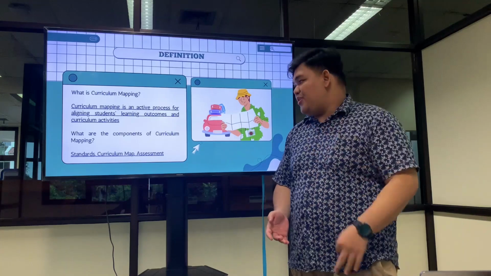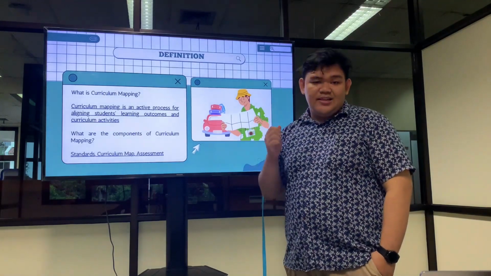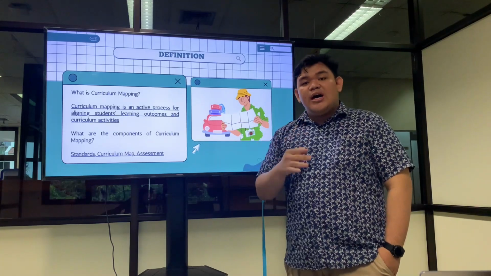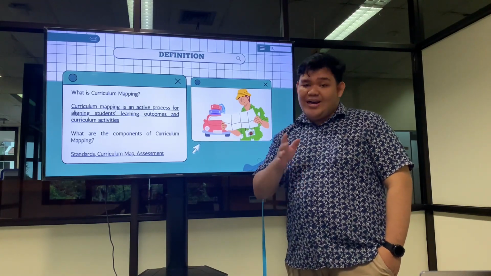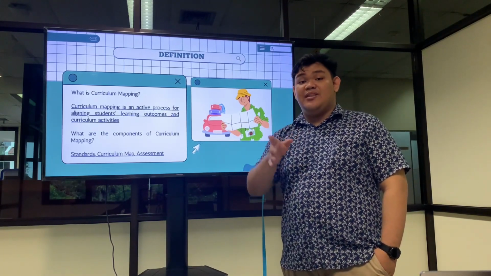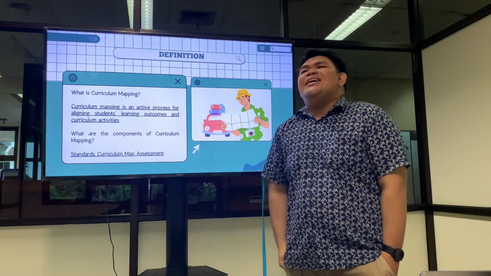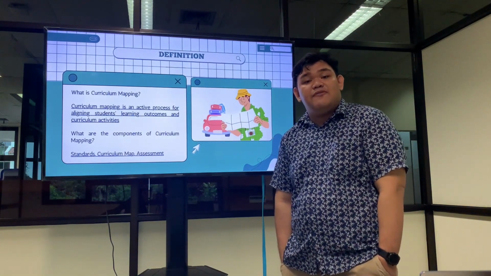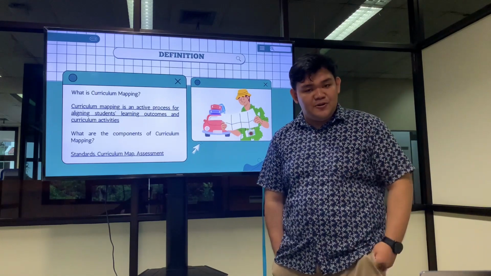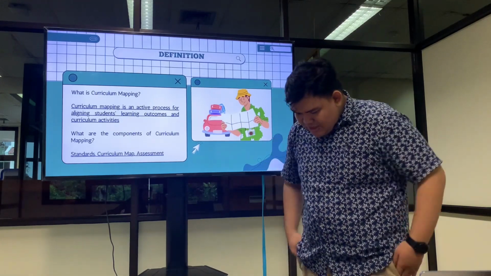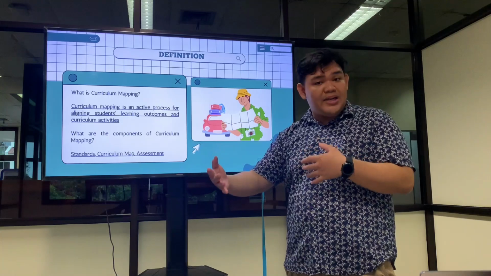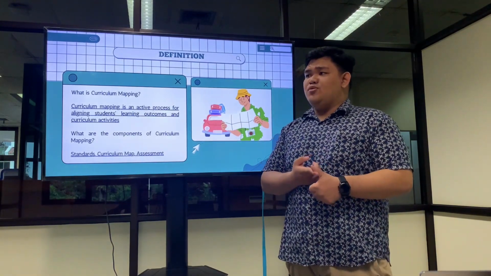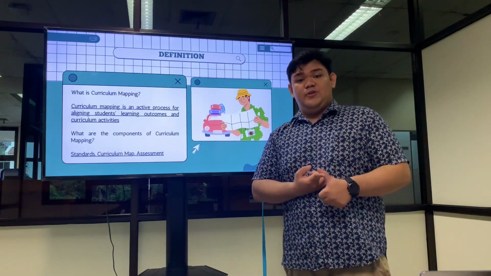There are three main components, guys. The first one is standard, the second one is curriculum map, and the third one is assessment. To make it easier for you to understand, I will explain it with an analogy. Imagine after this exhausting semester, you will have a trip, go to Bali, for example. When you decide to go, you have your final destination, right? For example, Pantai Kuta or Ubud.